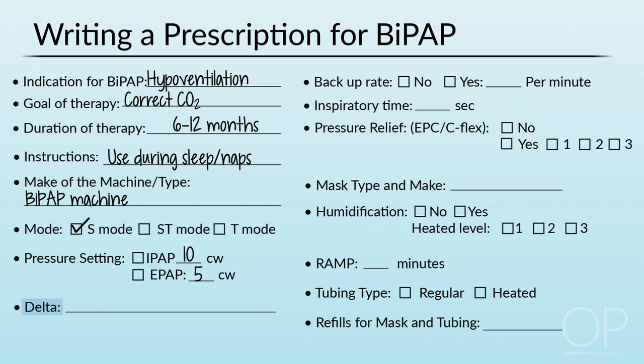The backup rate, if required, you write rates per minute. Inspiratory time can be written based on your indication. Then you go for pressure relief, mask type, humidification, similar to the CPAP we discussed, and then mask refills and tubings.